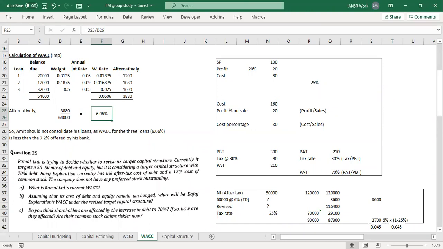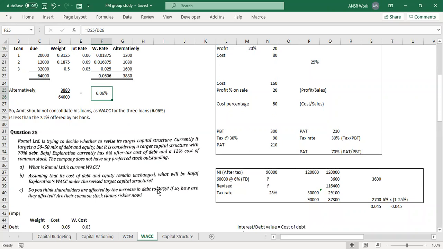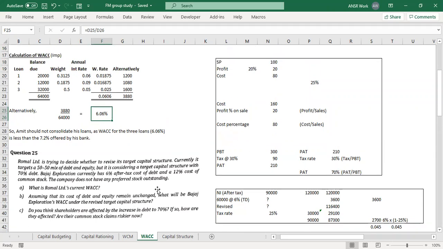Anybody finding it difficult? I can repeat that process, no problem. I understood the process, but I'm not able to apply it to the question.